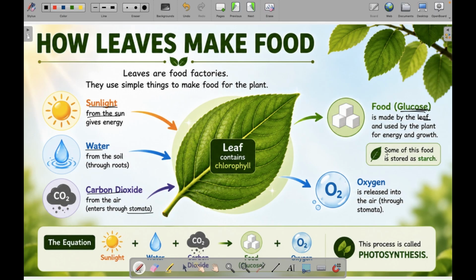Also, plants store some of this food so that they can use it later. How do they store it? They store it as starch. You have glucose, and if you combine multiple glucose molecules, it becomes starch. So in simple words, starch is a combination of a large number of glucose.